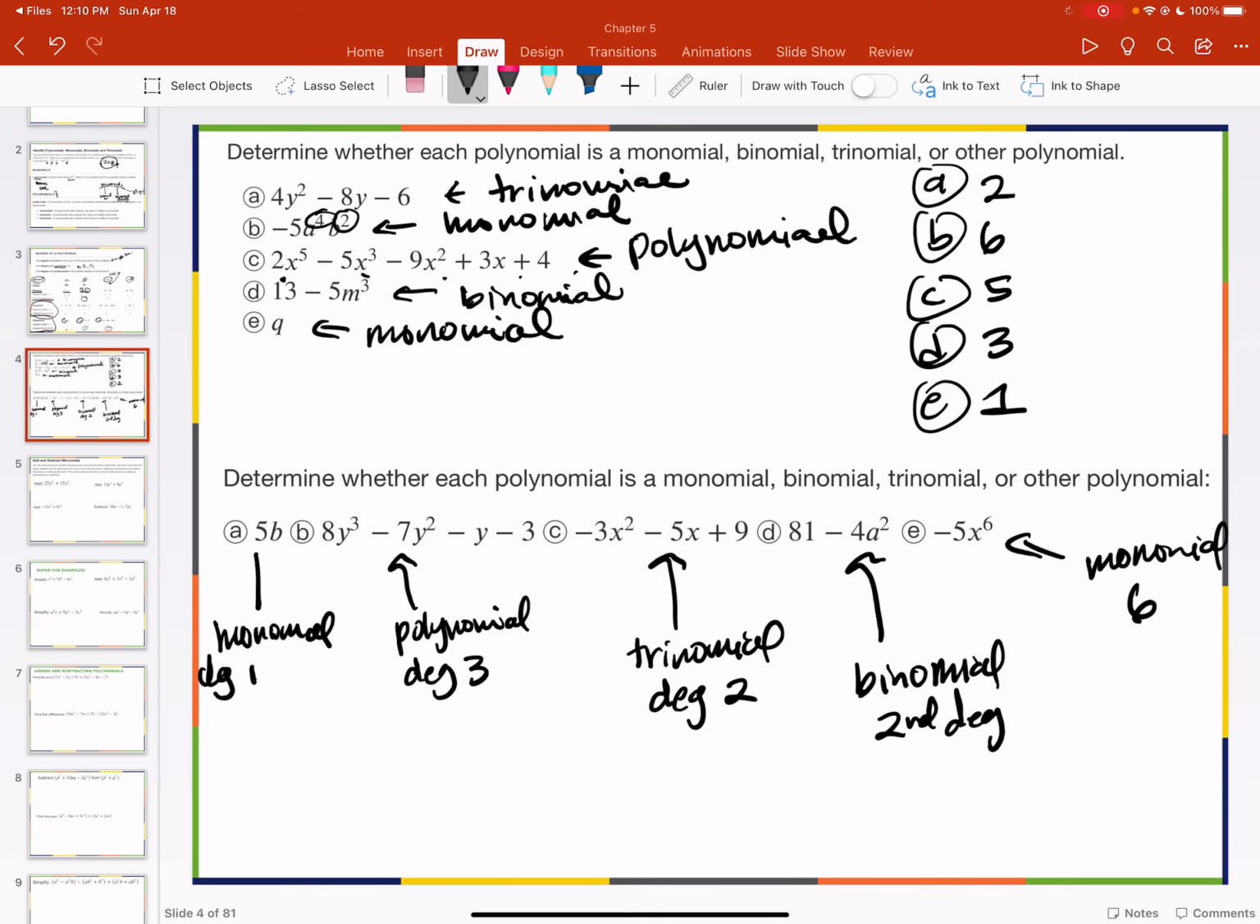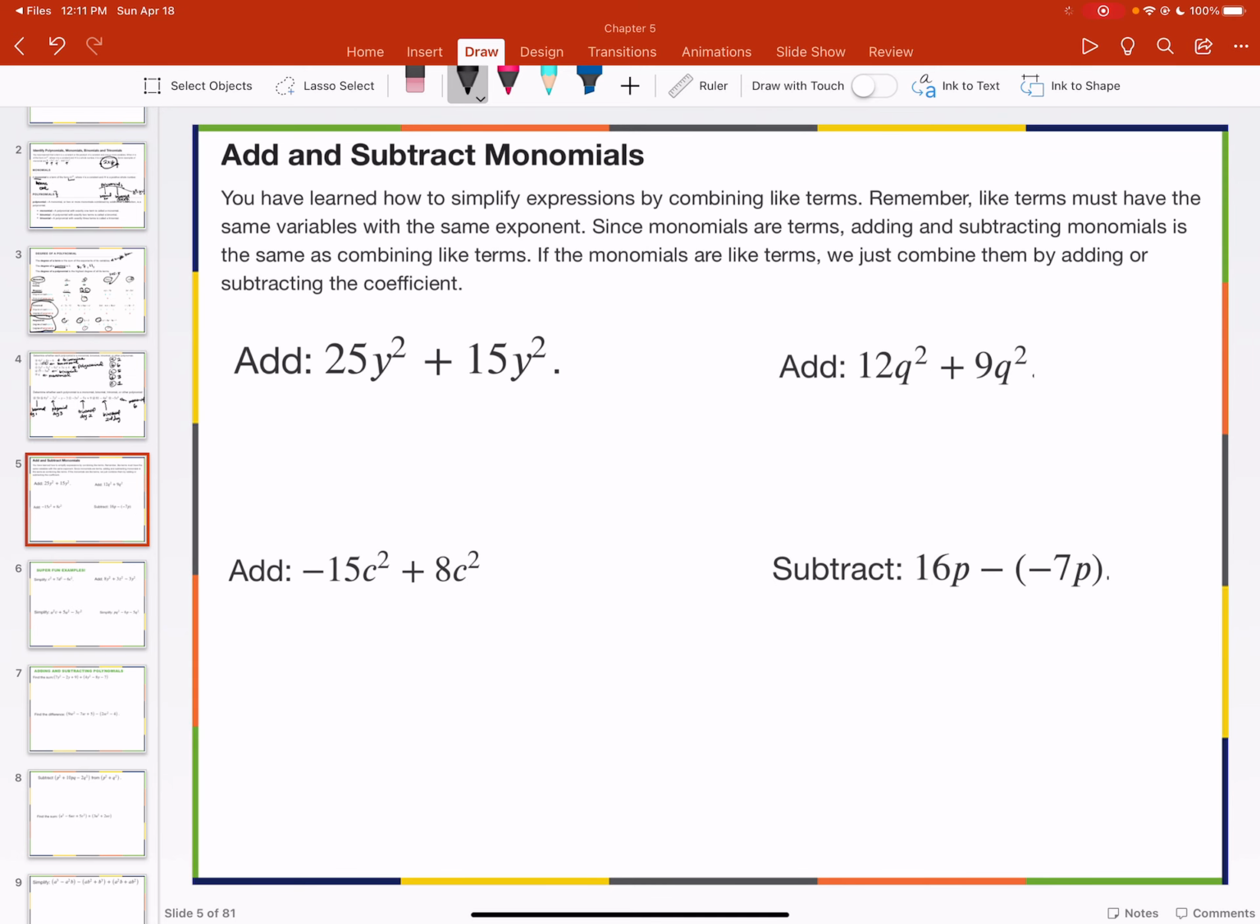Degree 6. Okie dokie. So to add or subtract monomials, they have to be what we call like terms. What does it mean to be like terms? That means you have the same variables with the same exponents, and that's it. They have to be exactly the same in order for you to add or subtract, okay?